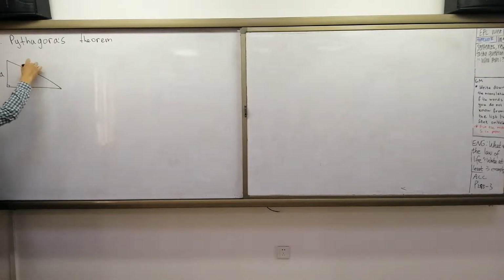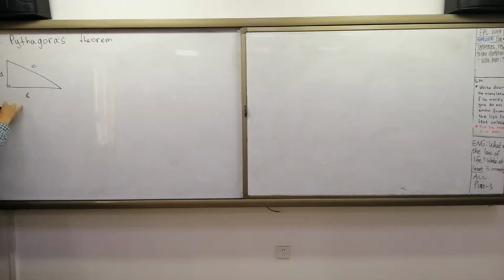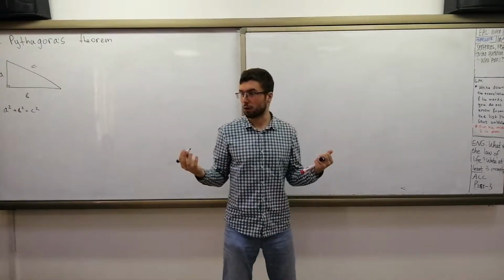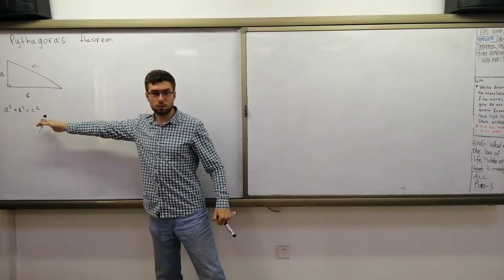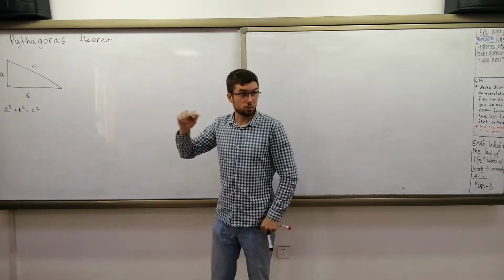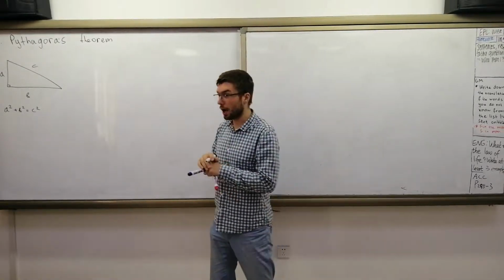A, B, C, and the Pythagoras theorem is A squared plus B squared equals C squared, right? Okay, good. You know that, but who can prove that? Why is that relationship actually correct? Do you remember the proof? How to prove it? We'll just spend a few minutes to recall how to prove it.